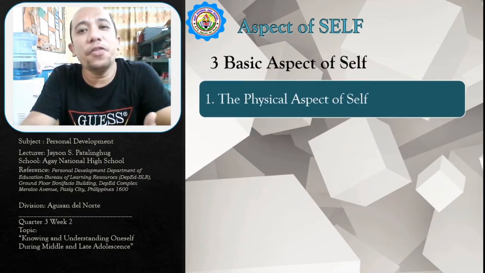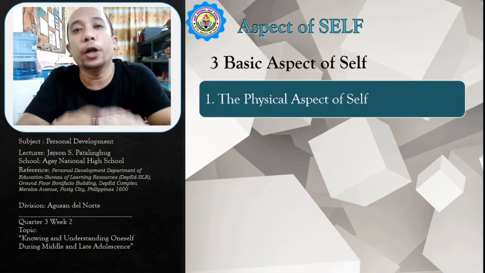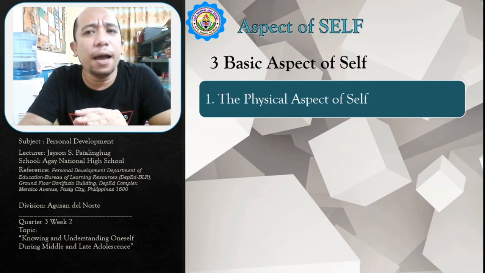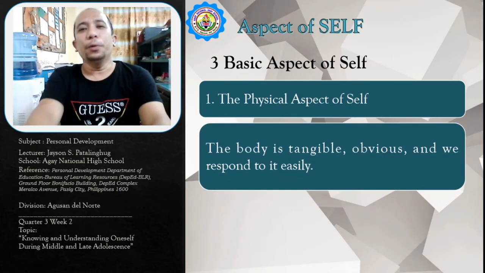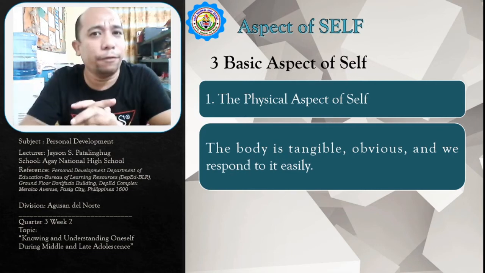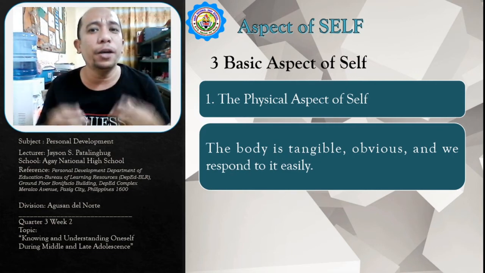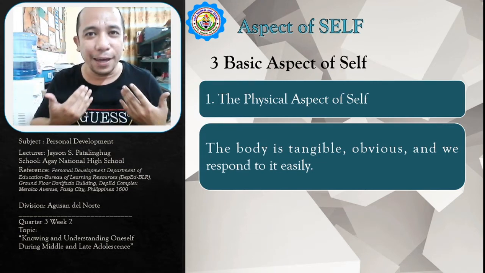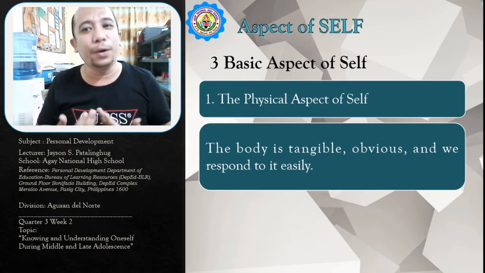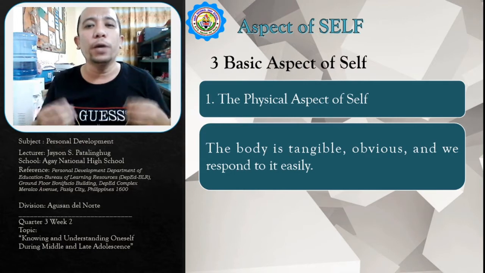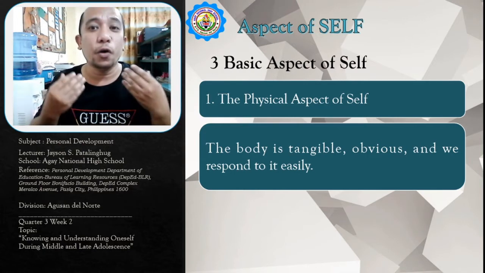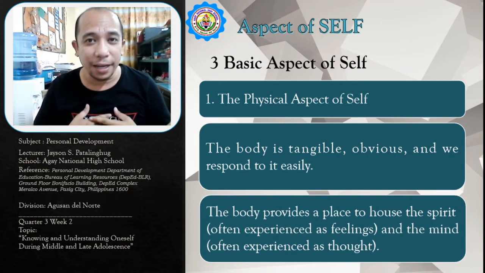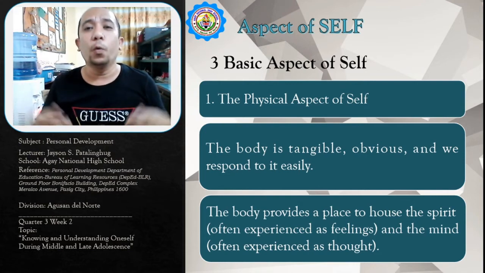Now, there are three basic aspects of self that we're going to talk about today. The first is what we call the physical aspect of self. When we talk about the physical aspect of self, it's very self-explanatory. From the word physical, it refers to our body. The body is tangible, obvious, and we respond to it easily. Why? Because you can see your body. It is very easy to spot what is wrong.